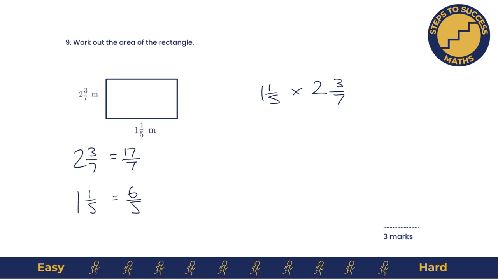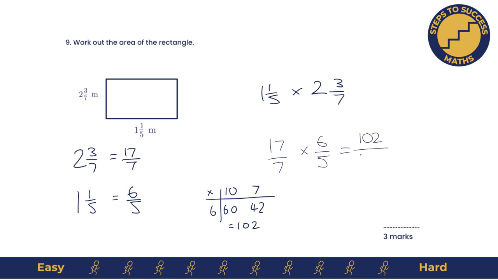So we've got 17/7 times 6/5. Check to see if there's any cancelling. It doesn't look like it, so we're going to need to do 17 times 6 and 7 times 5. So I'm going to work 17 times 6 out using a little table over here. So 10 and 7 times 6, 60 and 42, and add them together. So that's 102. So I've got 102 and 7 times 5 is 35. 102/35.